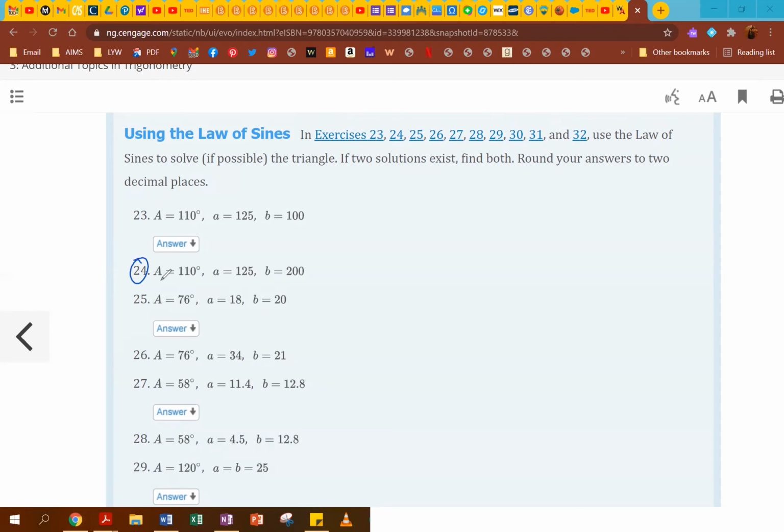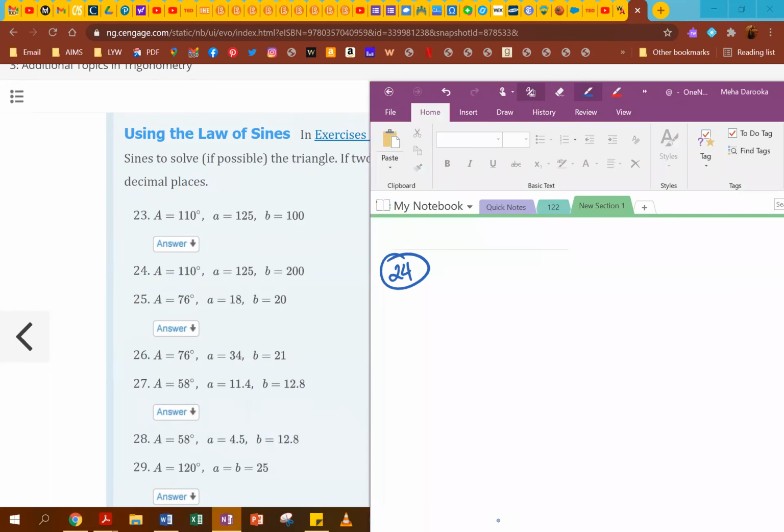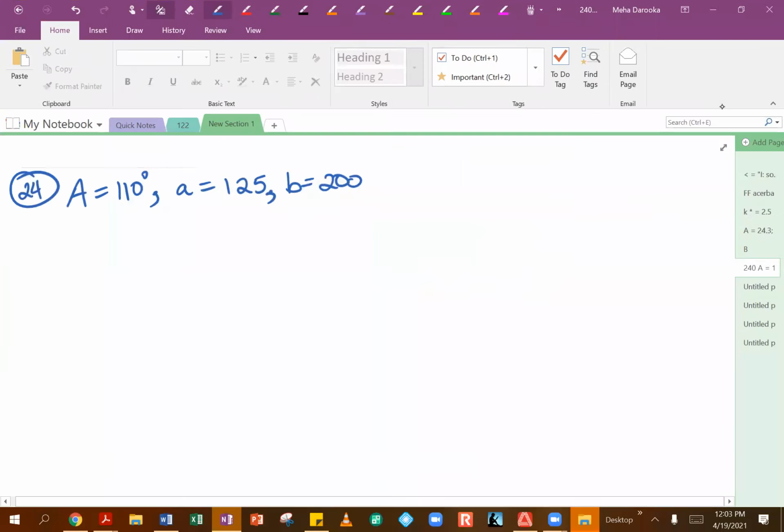Angle A is 110 degrees, and then we're given sides A and B. So let's take a look at what this will look like. You can see angle A is 110 degrees, so obviously that's an obtuse angle to begin with. And if that angle is the obtuse angle, then your other two angles have to be acute angles, because otherwise they would not add up to 180 degrees for all three angles.